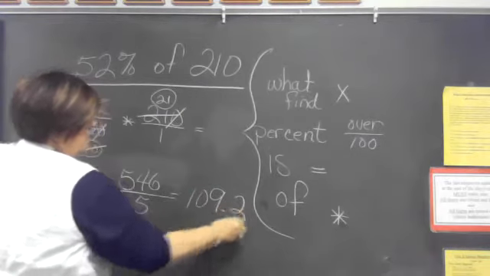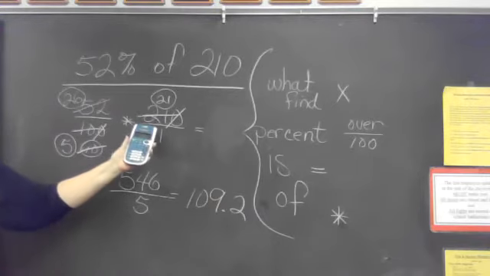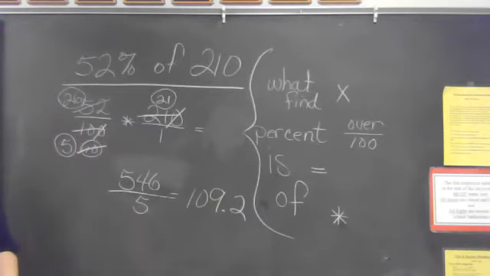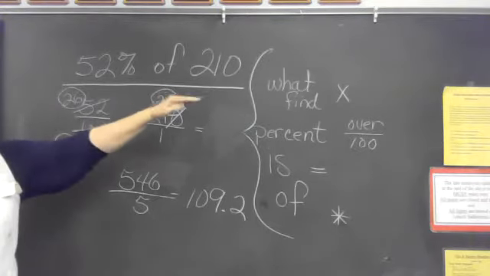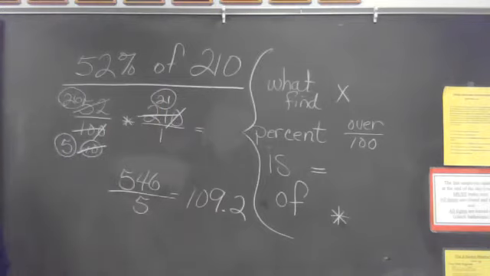So cross-canceling is pretty cool. If you're confused by it, don't use it until you're ready. Okay? If you don't want to cross-cancel, simply multiply across the top, multiply across the bottom, divide. Are we good? Okay. So 109.2, I hope that's what we got here.